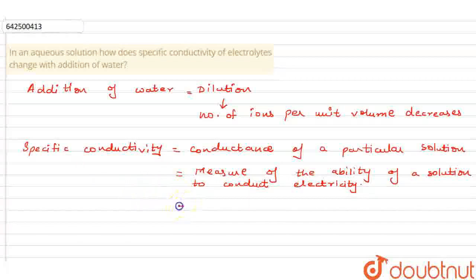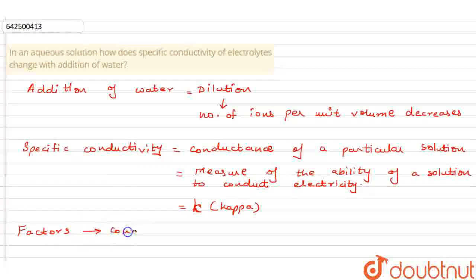It is indicated by the symbol kappa. In some reference books, it is written as K, but it is actually a little curved. It is written in this manner. It's called kappa. Now, what are the factors that determine the value of specific conductivity? The factors which are going to be responsible are three.